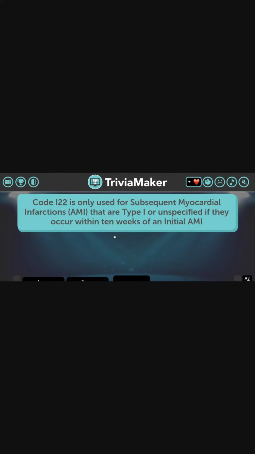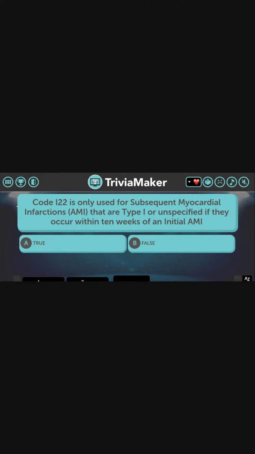Okay, let's move back to AMI. Let's do a 300. Okay, so code I22 is only used for subsequent myocardial infarctions or AMI that are type 1 or unspecified if they occur within 10 weeks of initial AMI. Is this true or false? I know that was a lot of words, so I'll give you guys a few seconds.